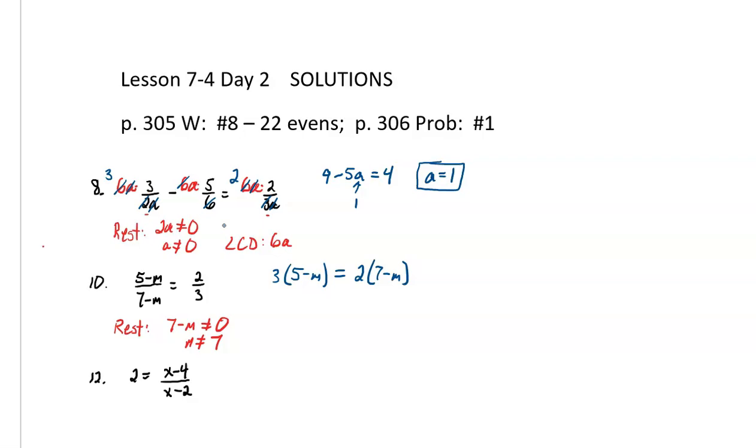Now distribute. 3 times 5 is 15. 3 times m is 3m. 2 times 7 is 14, and 2 times m is 2m. Now I'm going to add the 3m to the right side and subtract the 14. This makes 1 is equal to 1m. That was not the restricted value, and so the answer is m equals 1.